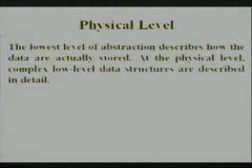Now what is this one? Look at this. We give you the definitions here. The physical, lowest level of abstraction describes how data are actually stored. At the physical level, complex low-level data structures are described in detail. Might be byte by byte, might be bit by bit, or record by record, or block by block. So there is various information there. A few bytes might be one block, another few bytes might be the second block. So that is the architecture of information and so on.